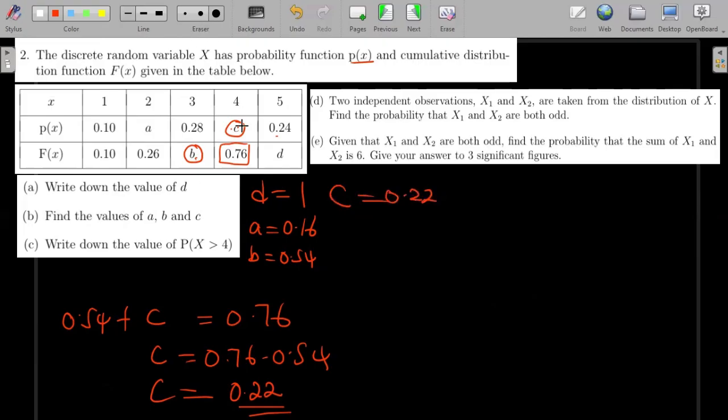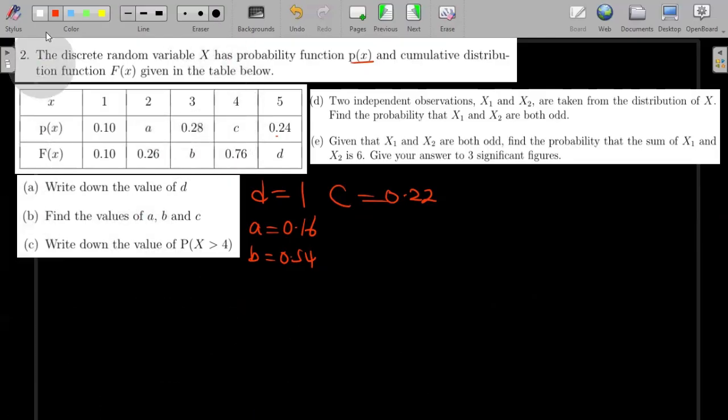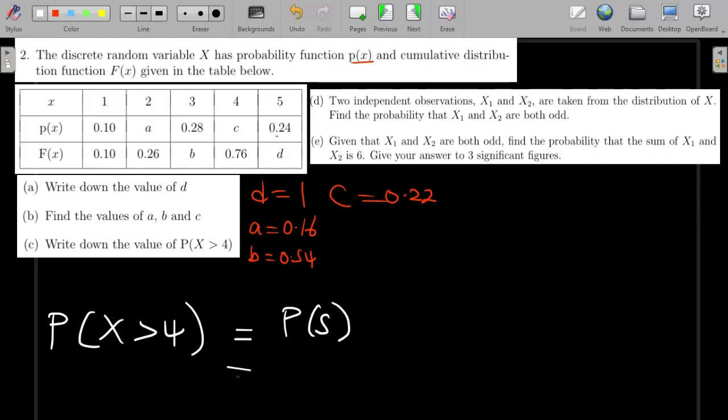All right, so we are done with finding the missing values there. Let's find some probabilities here. The first one, they're saying find the probability that X is greater than 4. So we're just picking the values of the random variable that are greater than 4. How many do we have here? We just have this 5 here. So the probability that X is greater than 4 is the same as the probability of 5. What is the probability of 5? It's 0.24. So we are done there.